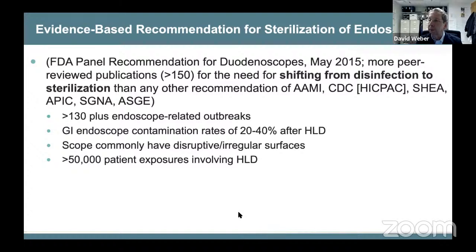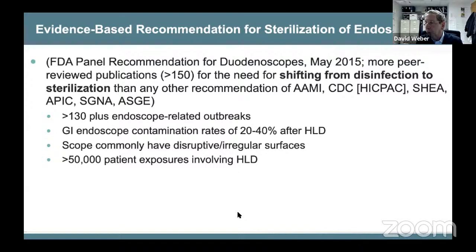So what is the recommendation? Many of us, including Dr. Utella, myself, and my professional society, the Society for Healthcare Epidemiology of America, all believe that the FDA needs to move to requiring not disinfection, but sterilization, as many other societies listed here have also said. This gives you a much greater margin of safety, and this could be achieved in a number of ways. A steam sterilizable scope.